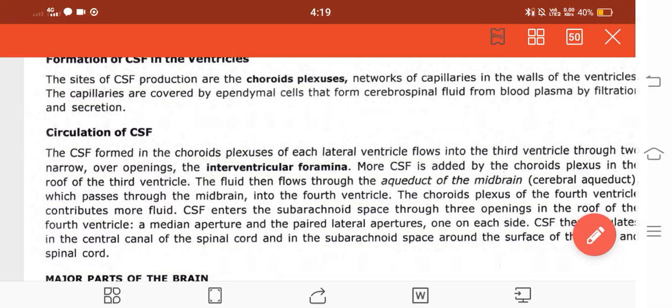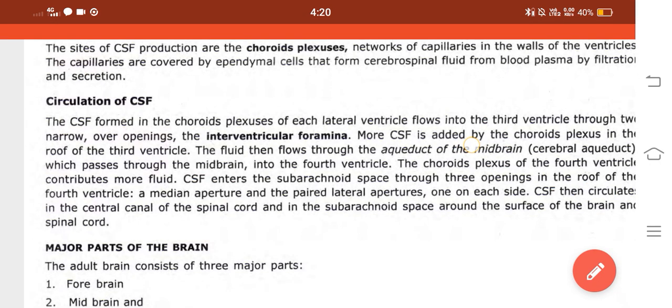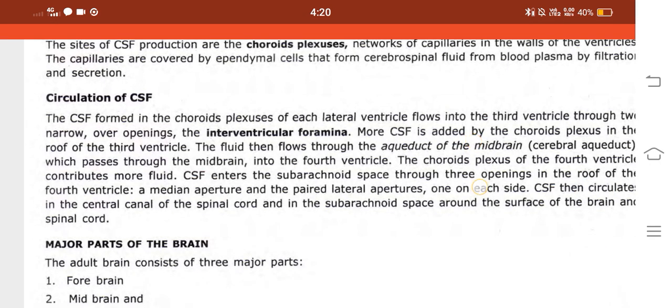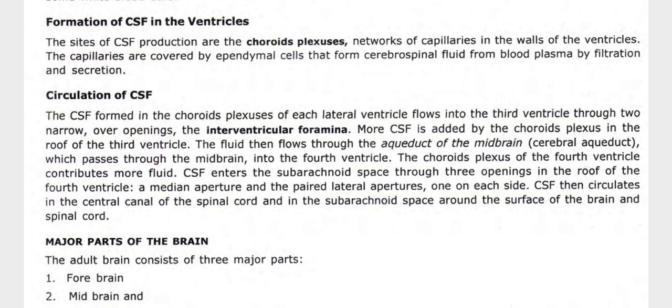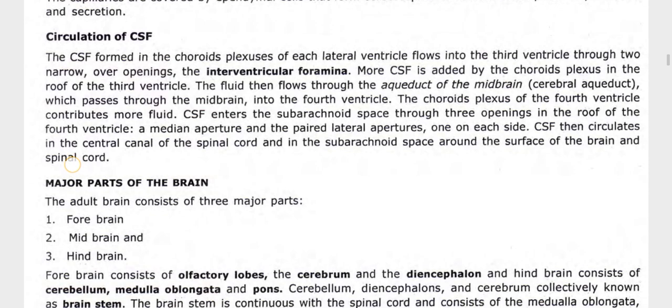Next topic, circulation of CSF. The CSF formed in the choroid plexus of each lateral ventricle flows into the third ventricle through two narrow oval openings, the interventricular foramina. More CSF is added by the choroid plexus in the roof of the third ventricle.